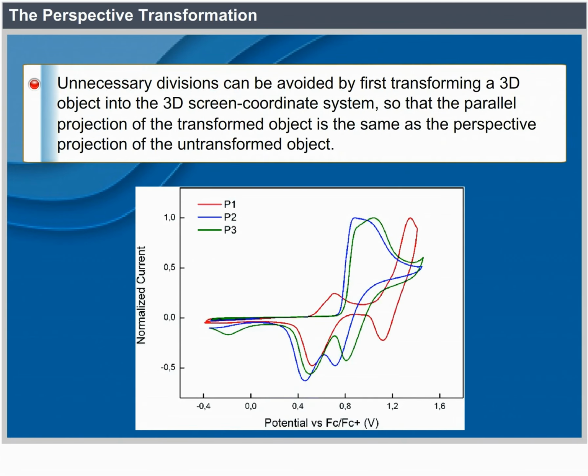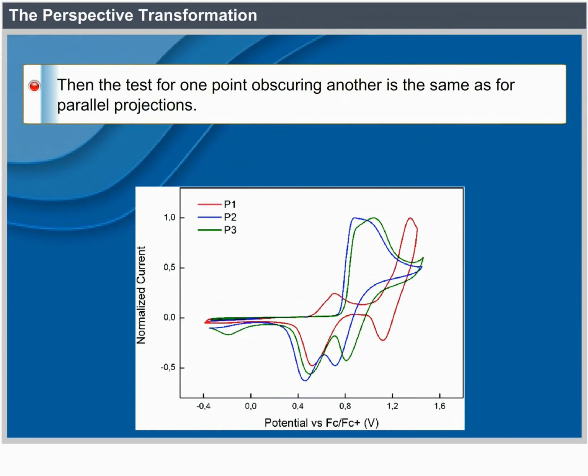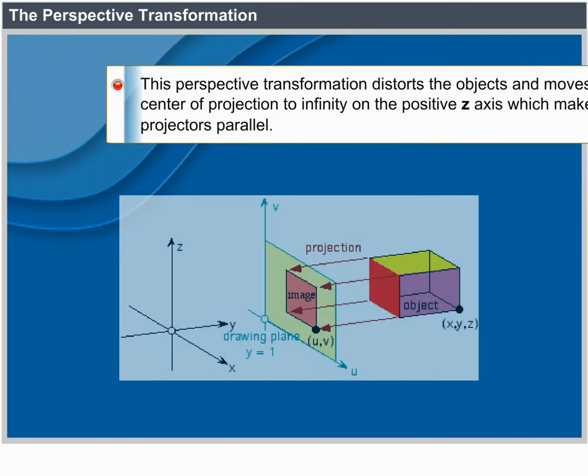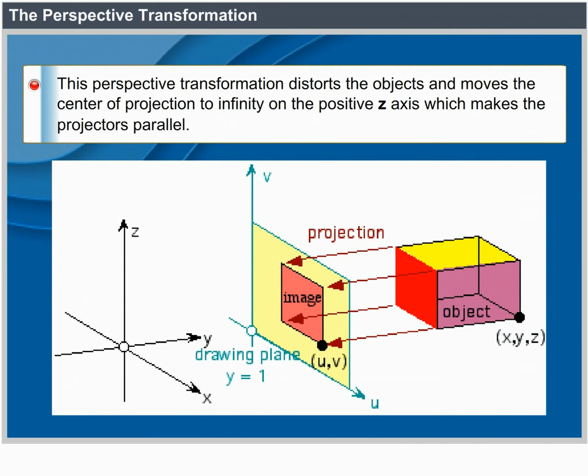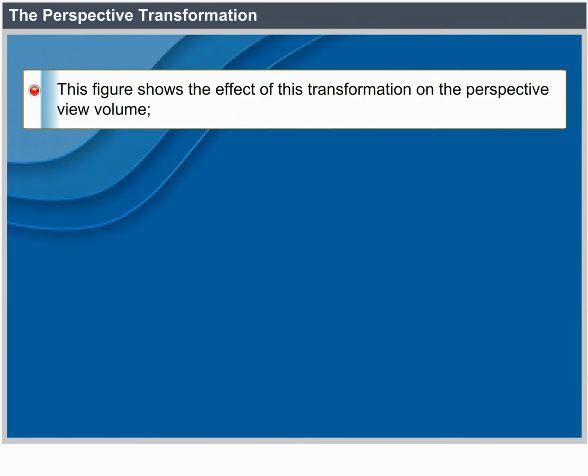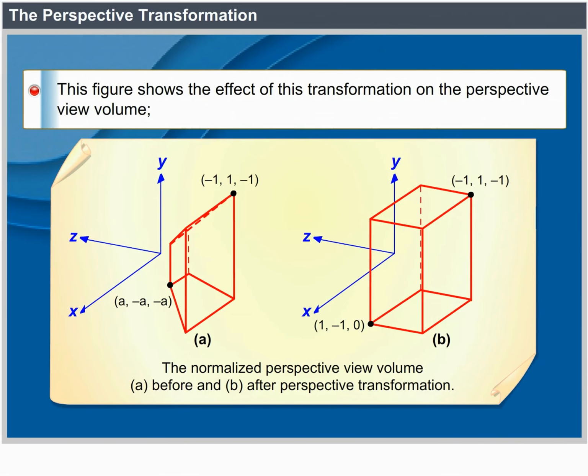Unnecessary divisions can be avoided by first transforming a 3D object into a 3D screen coordinate system so that the parallel projection of the transformed object is the same as the perspective projection of the untransformed object. Then the test for one point obscuring another is the same as for parallel projections. This perspective transformation distorts the objects and moves the center of projection to infinity on the positive z-axis, making the projectors parallel. This figure shows the effect of this transformation on the perspective view volume.